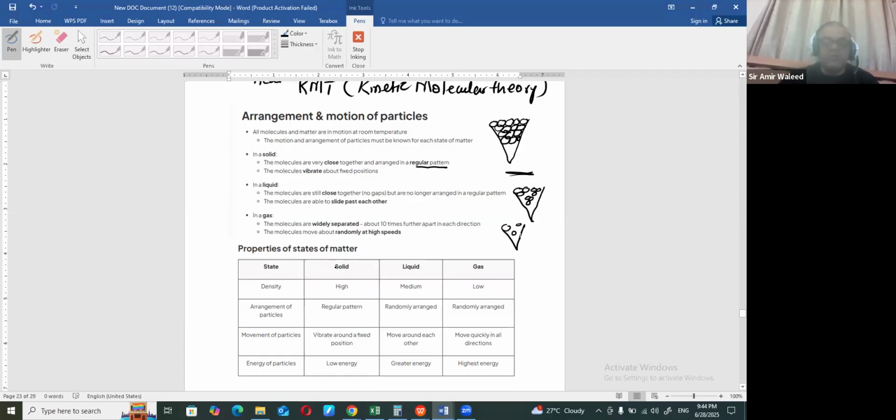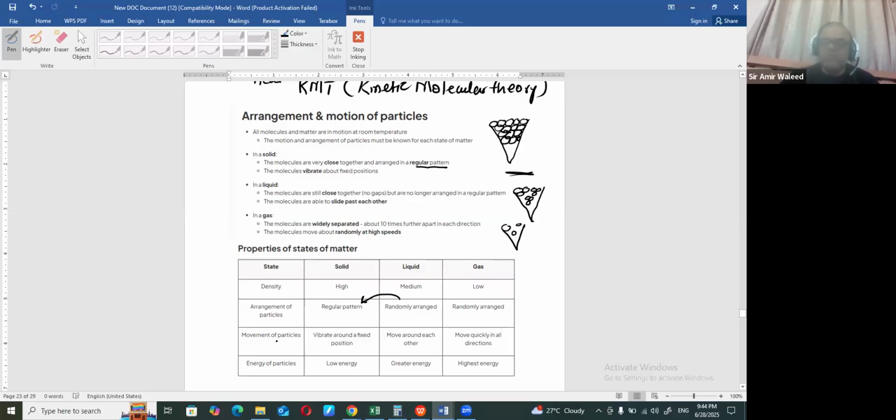So for the solid, mass per unit volume is so high because particles are very near to each other. In a liquid, it's medium. They are in the form of clusters, and in gas, it's very low. Arrangement of particles: they are in a regular pattern in solid. In case of liquid, they do have a regular arrangement, but definitely not as compared to the solid. They have less, and they are randomly arranged.